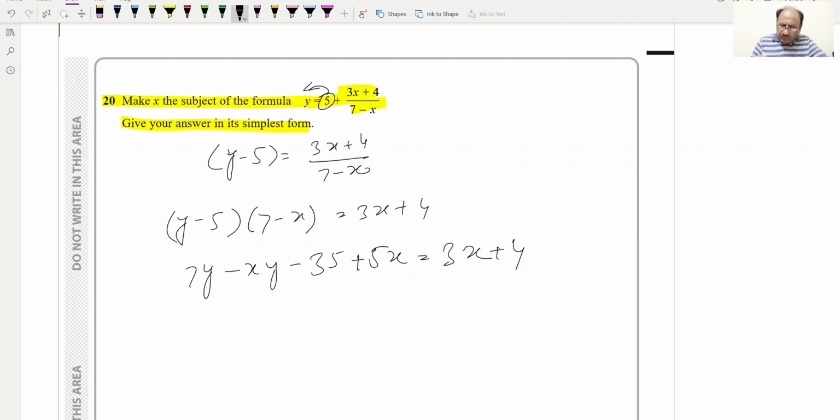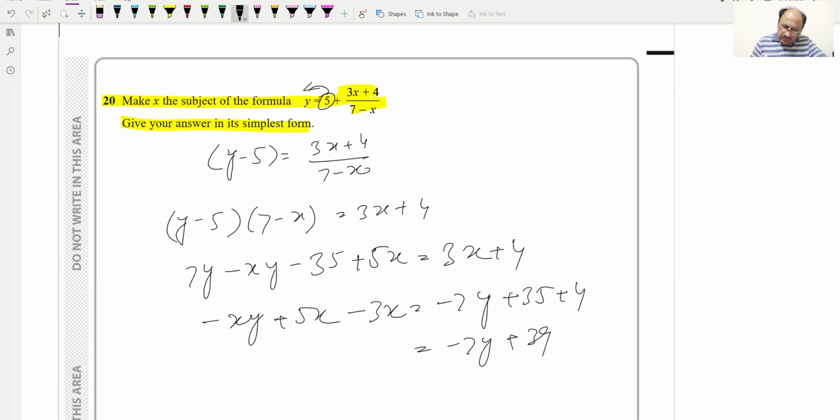Basically we have to make x the subject. So x we will be shifting to one side, so 3x we can shift to the other side and y we can shift to the other side. So minus xy and plus 5x and minus 3x is equal to minus 7y and plus 35 and plus 4. So this side will be minus 7y plus 39, and on this side x we can take common, so inside will be minus y plus 5 minus 3.